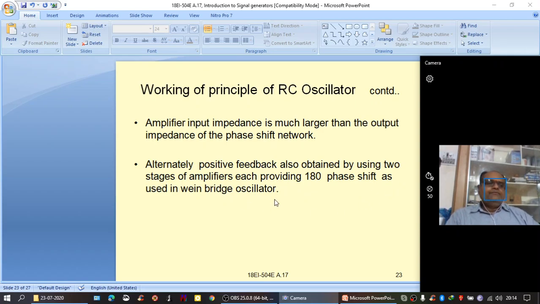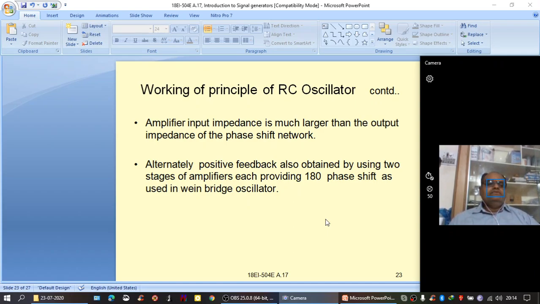So in case of Wien-Bridge oscillators, no feedback circuit is used. Instead of that, additional 180 degrees phase shift is obtained using another negative amplifier, producing 180 degrees phase shift. Total 360 degrees. So the circuit arrangement would be totally different in RC oscillators.